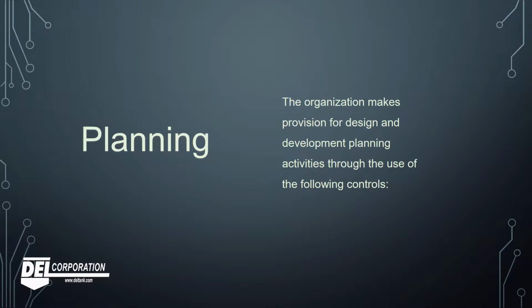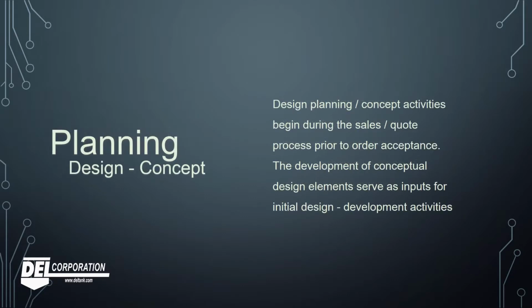The organization makes provision for design and development planning activities through the use of the following controls. Design concept. Design planning or concept activities begin during the sales or quote process prior to order acceptance. The development of conceptual design elements serve as inputs for initial design development activities.